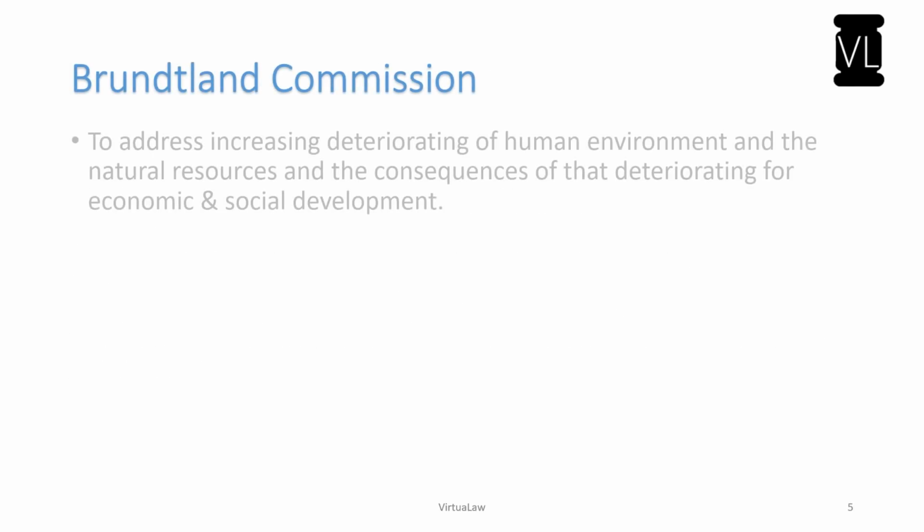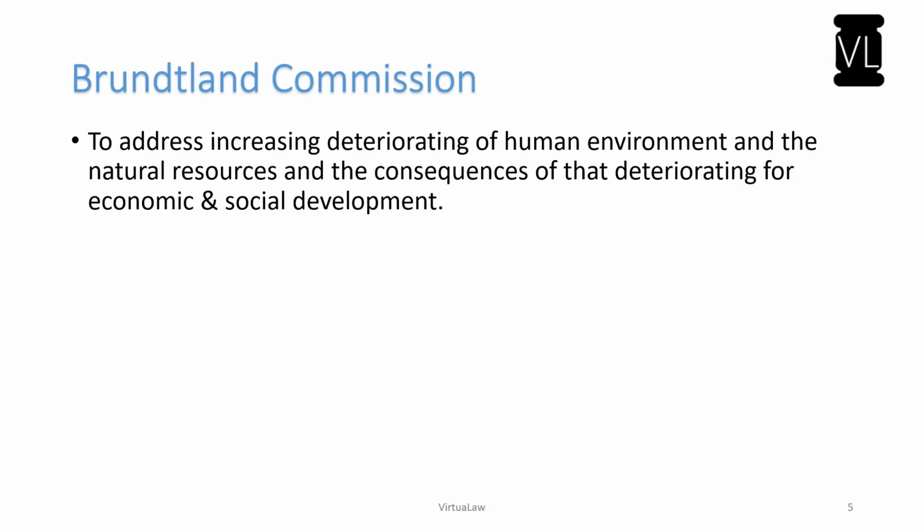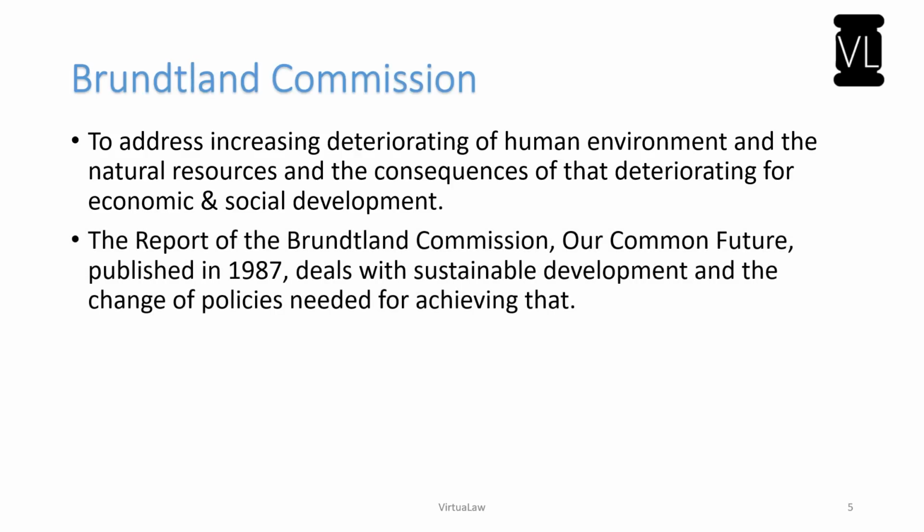The Brundtland Commission. So what is the Brundtland Commission? The object of the Brundtland Commission is to address the deterioration of the human environment and natural resources and the consequences of this in terms of economic and social development. That is the purpose for which the Brundtland Commission was formed. The Brundtland Commission has been named after its chairman, and its report has been named Our Common Future, which was published in the year 1987, which deals with sustainable development and the policies required for achieving it.